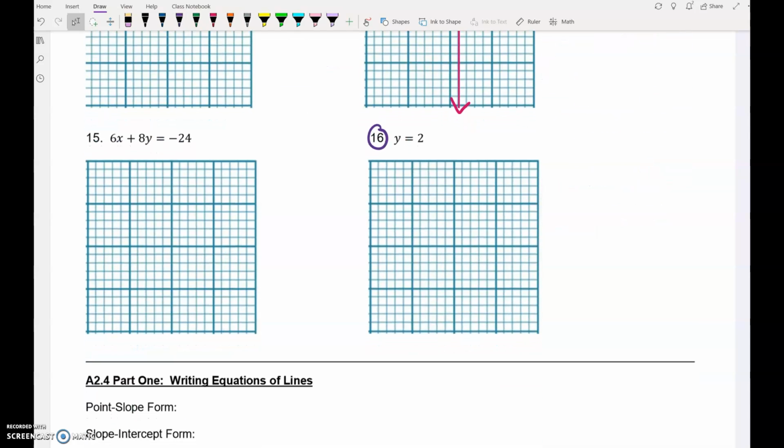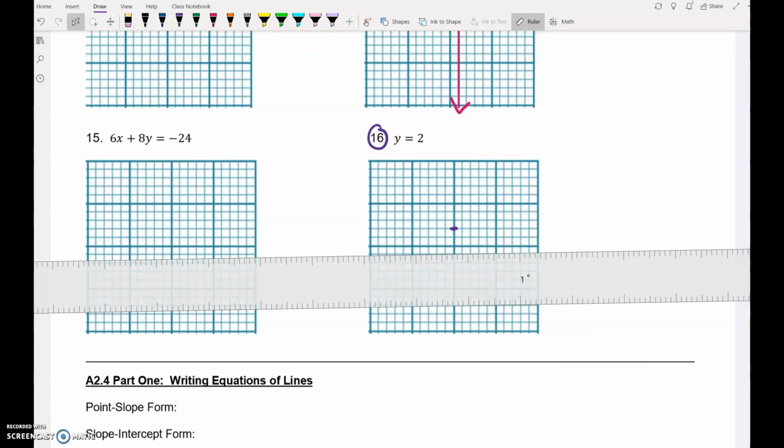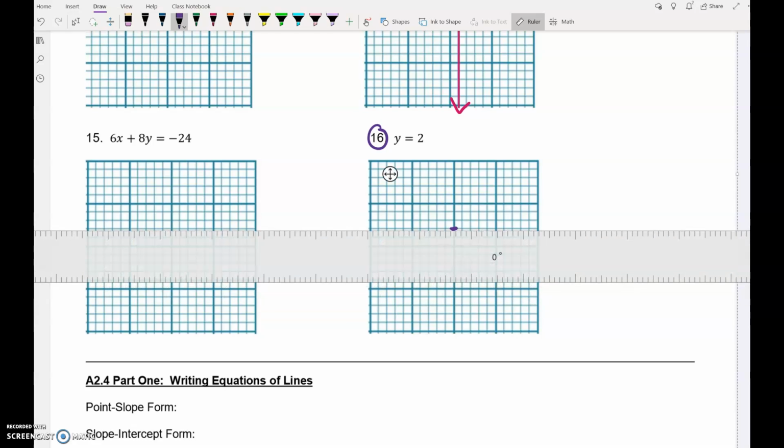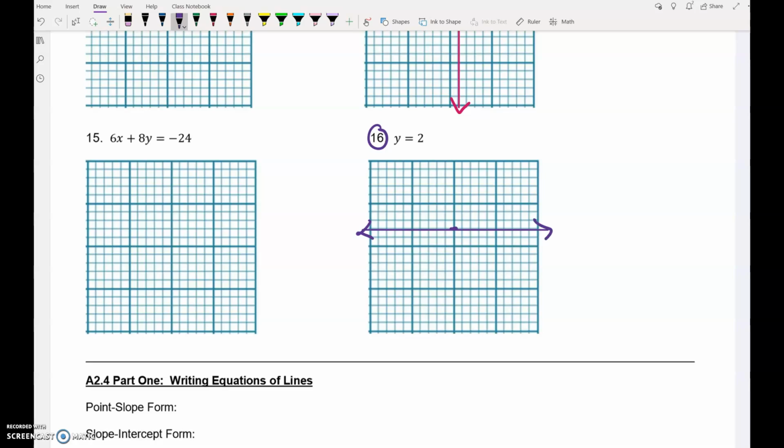So in number 16, find 2 on your y-axis. And you're going to want a horizontal line through that. Horizontal lines have no x-intercept. They are parallel to the x-axis, so they don't cross it. The y-intercept for this particular graph is (0, 2).